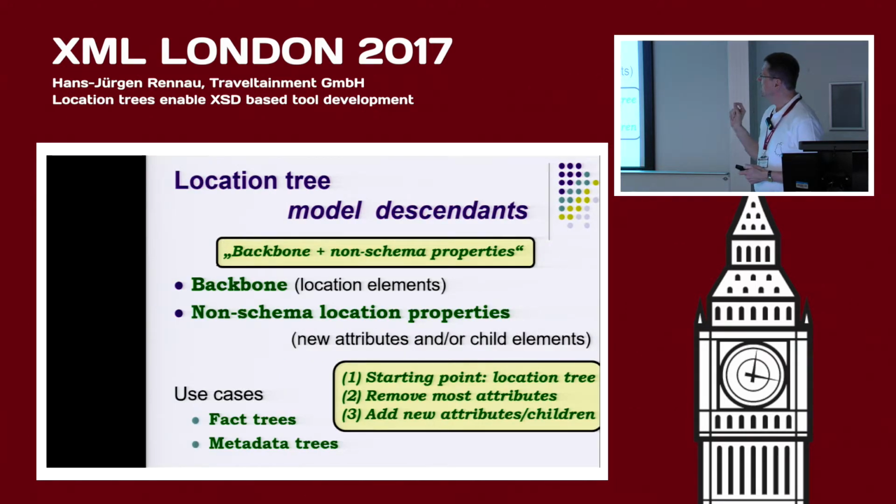A new concept is a location tree model descendant. It's a model which you obtain by taking the backbone of a location tree and attach to it new attributes or child elements giving you information about the items which does not stem from the schema. So it's like a recipe: take the location tree, keep the backbone, throw away all the property attributes and supplementary elements you are not interested in, and attach something new to it. Important use cases are fact trees and metadata trees.